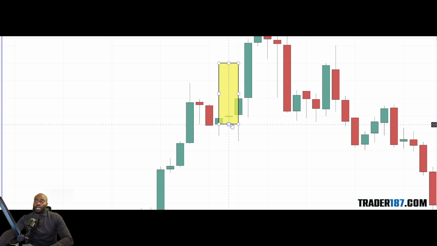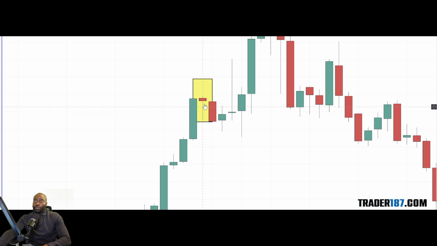The one that I've highlighted now is an inverted hammer or inverted pin bar. Here we can see we have a small body followed by a very long upper wick. That's why this one here is an inverted hammer or an inverted pin bar.